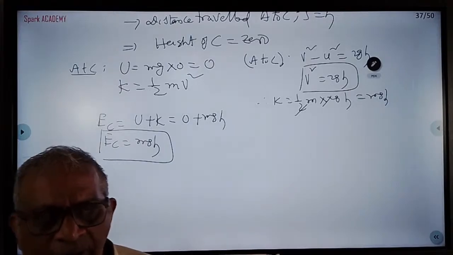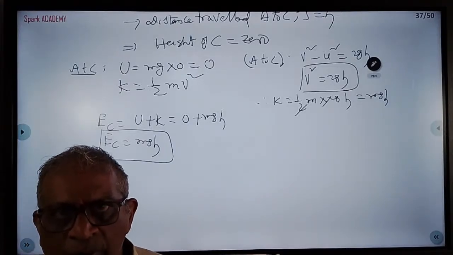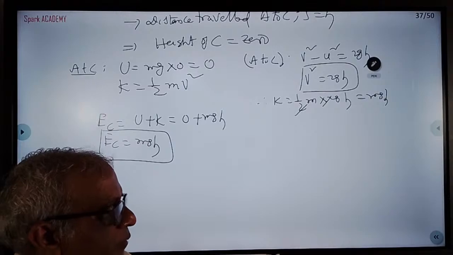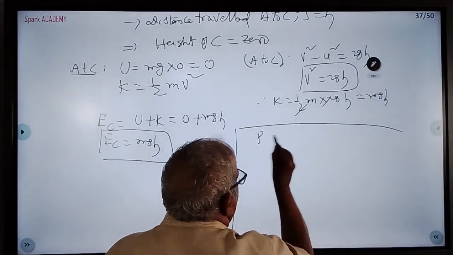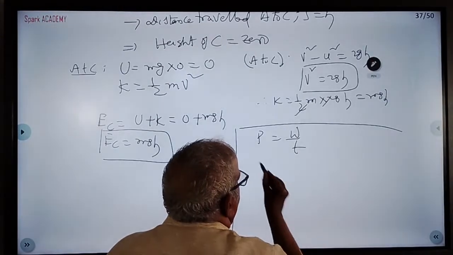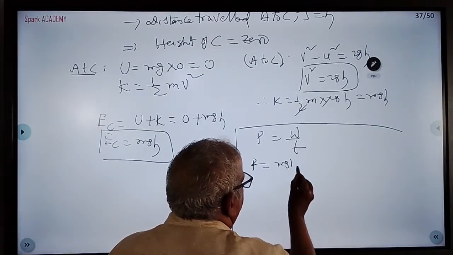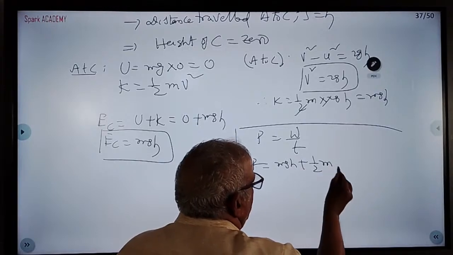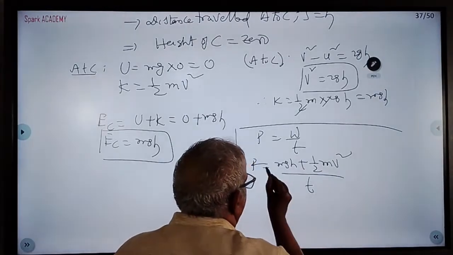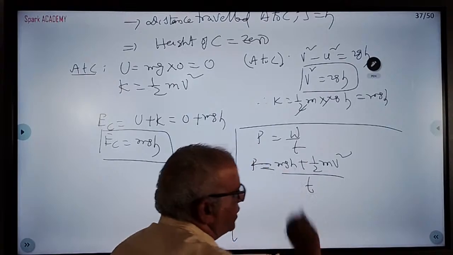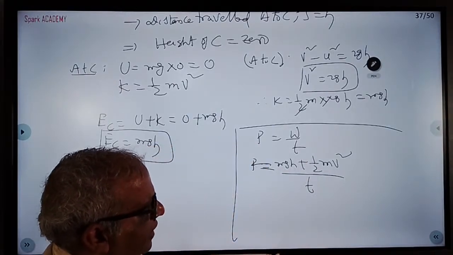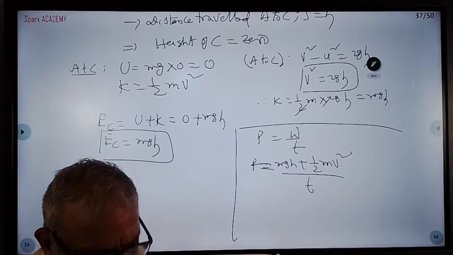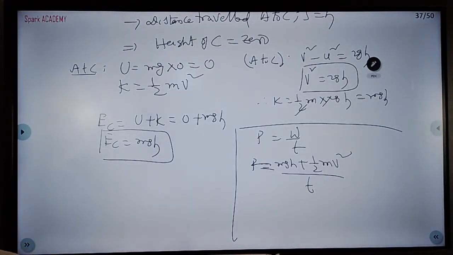Power means work by time. Power is equal to work by time. Work means mgh, and pumping means half mv square, divided by time. They ask what is the power of the pump. Using this formula, you will get the answer: mgh, potential energy, plus kinetic energy half mv square, by time. So this is the long question they ask. Sometimes it is a 2 marks problem, sometimes 6 marks theory.